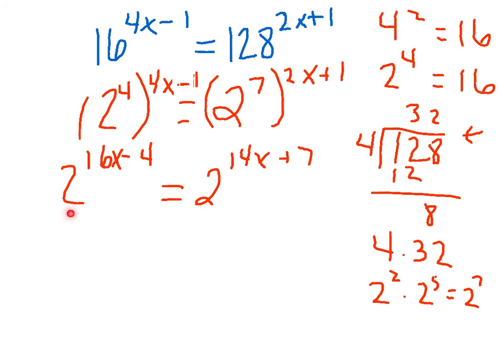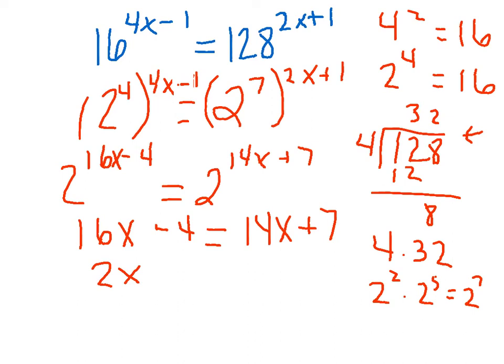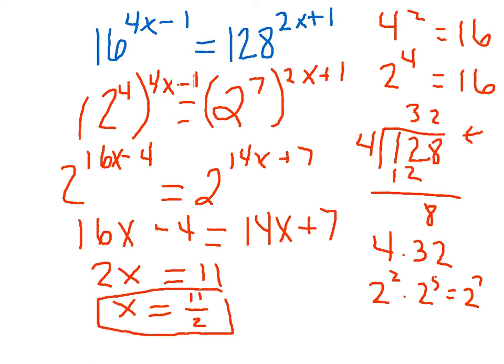At this point, my bases are the same, which means I can forget about them. And I'm going to look at solving 16x minus 4 equals 14x plus 7. I'm going to subtract 14x from both sides. That's going to give me 2x on the left-hand side. And then if I add 4 to both sides, that's going to give me 11 on the right-hand side. And if I divide by 2, we're going to get x equals 5.5, or 11 over 2, as our final answer.